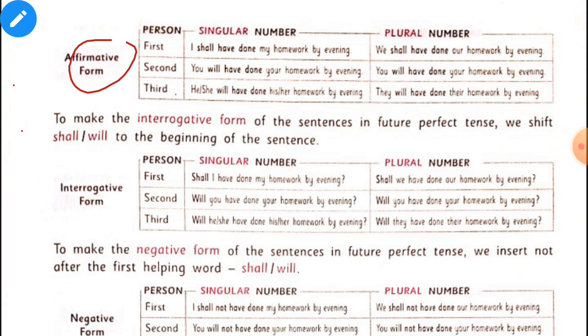And children, this is the interrogative form of the sentence. First of all, we will have to shift shall or will to the beginning of the sentence, then subject, then have, then third form, then object. Once again, I am telling you about the interrogative form. First of all, you will have to shift will or shall to the beginning of the sentence, then subject, then have, then third form, then object.